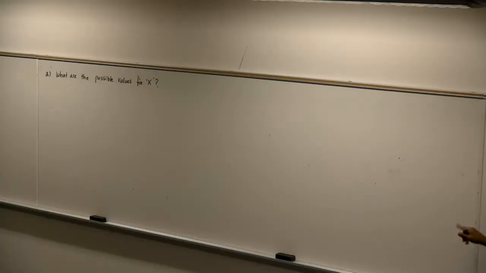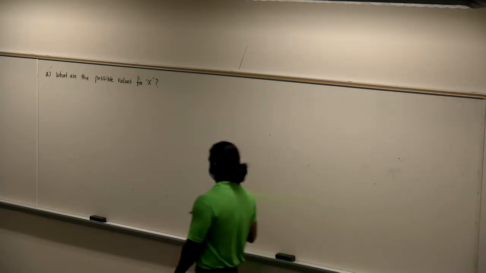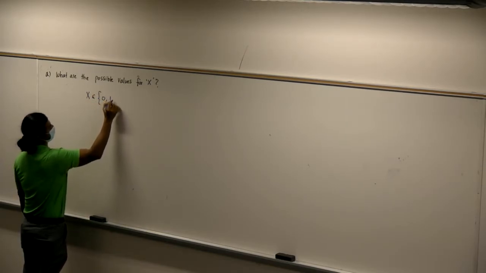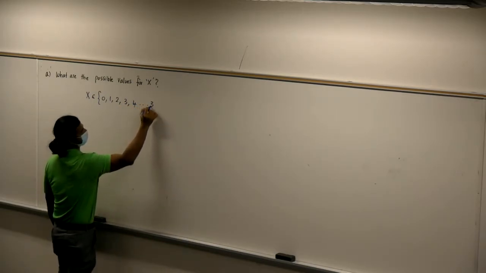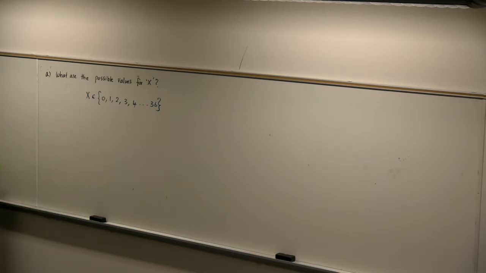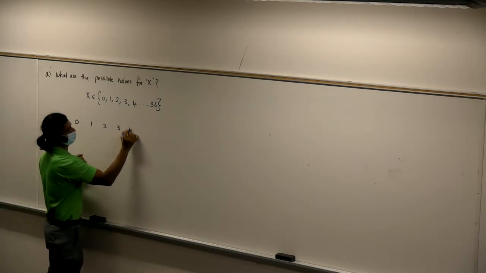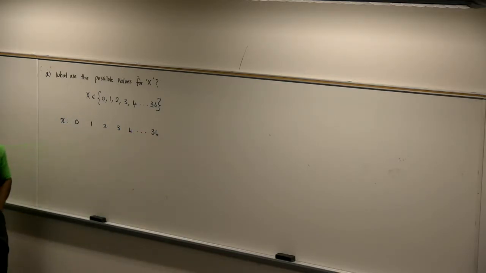What are the possible values for x? So keep in mind, x is the number of students out of the 36 who could have been on a date. From 0 through 36. So for each value of x, we can actually find the probability. In other words, 0, 1, 2, 3, 4, all the way up to 36.